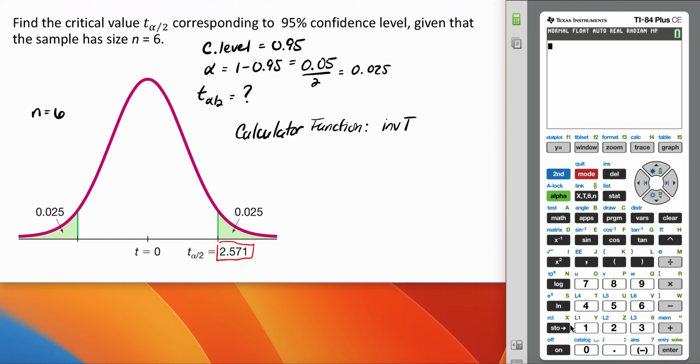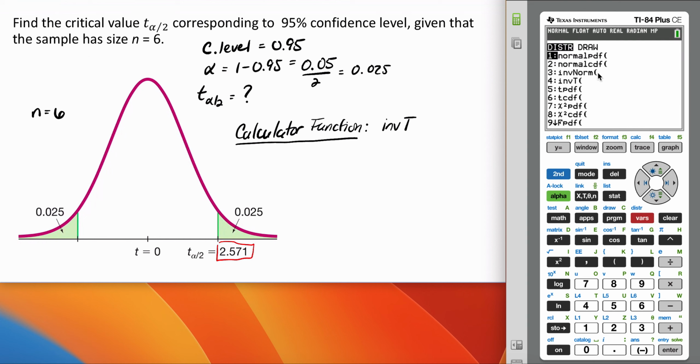So don't forget that inverse t is what we use when we're on the t distribution. In an earlier lesson, you learned how to use inverse norm. So inverse norm is only when you're looking for a critical value that's a z-score on the normal distribution. So let's go to our calculator right now. To get there, you're going to go to second vars to get to your distributions, and then we're going to go down and choose option 4, which is inverse t.